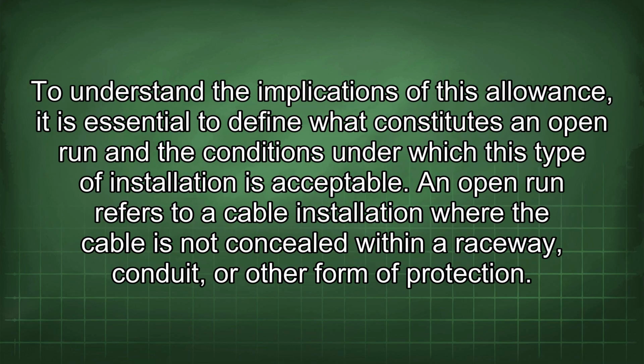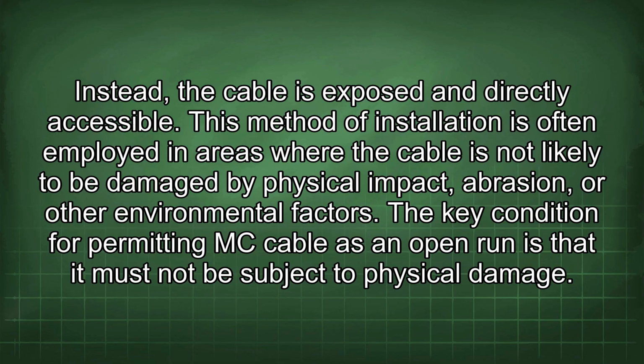To understand the implications of this allowance, it is essential to define what constitutes an open run and the conditions under which this type of installation is acceptable. An open run refers to a cable installation where the cable is not concealed within a raceway, conduit, or other form of protection. Instead, the cable is exposed and directly accessible. This method of installation is often employed in areas where the cable is not likely to be damaged by physical impact, abrasion, or other environmental factors.